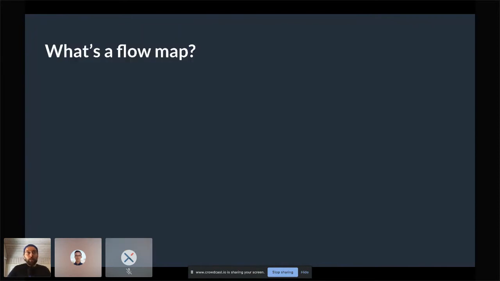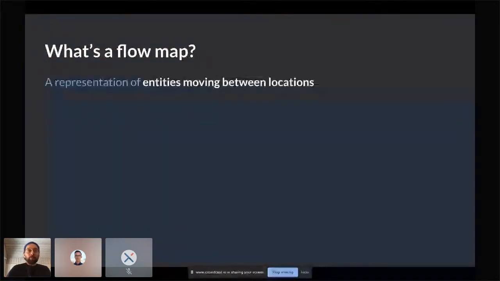So let's try to define first what a flow map is. It's a little bit blurry, but we can try to give it a name, to explain what it usually is. So it's a representation of entities moving between locations. Usually it's geographic, or at least spatial. So there is a space component to it. I've seen flow maps showing the connections and the information transfer within a brain.